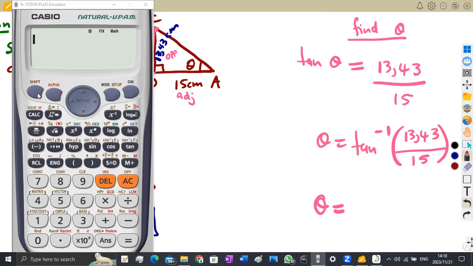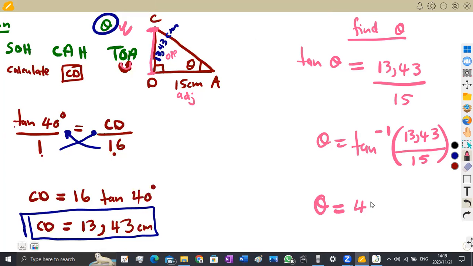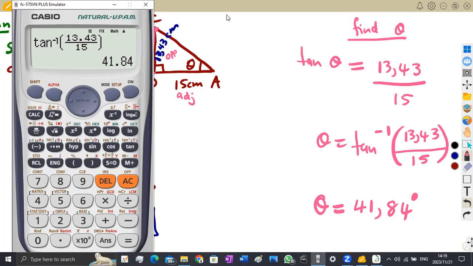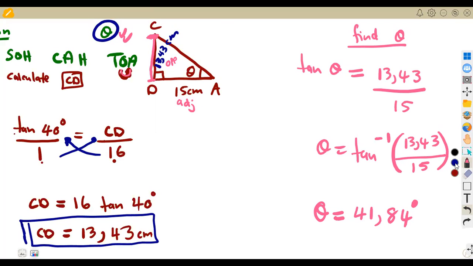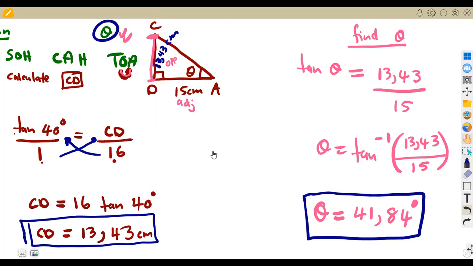Okay, so on your calculator, find arctan. So this is arctan, shift tan. It writes a negative exponent there. So it's shift tan 13,43 over 15, like this. So you're going to close your bracket. This gives us 41,84. So that's 41,84 degrees, okay? 41,84 degrees. So that is going to be the value of your theta to 2 decimal places, depending on the instruction that you are given for that particular question.